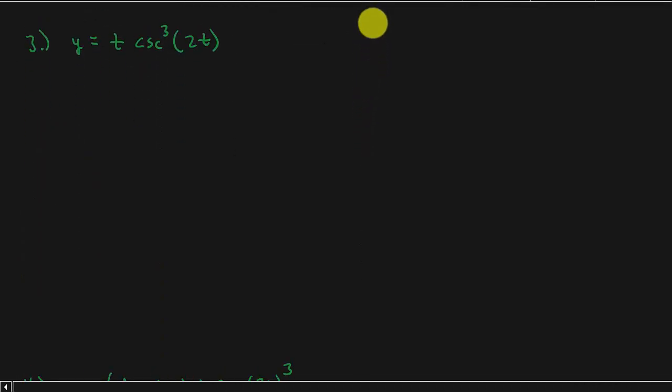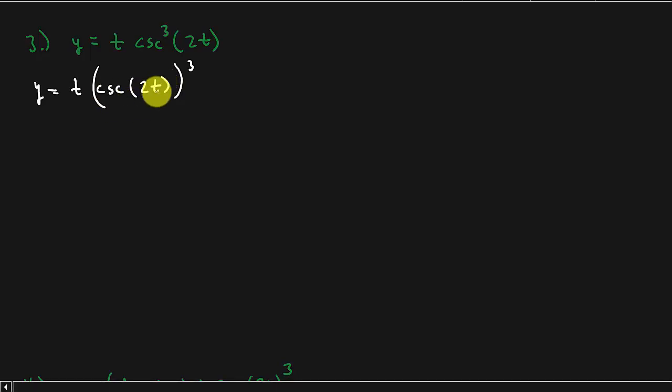How about this one? y equals t times cosecant cubed of 2t. The first thing I'm going to do is write y equals t times cosecant 2t, all of that cubed. Instead of the cube right here, I'm just going to write it in parentheses raised to the third power. The only reason I'm doing that is because it helps you see the chain rule better. You don't have to do this step. Just do it if it helps you to see that it's in parentheses raised to a power.